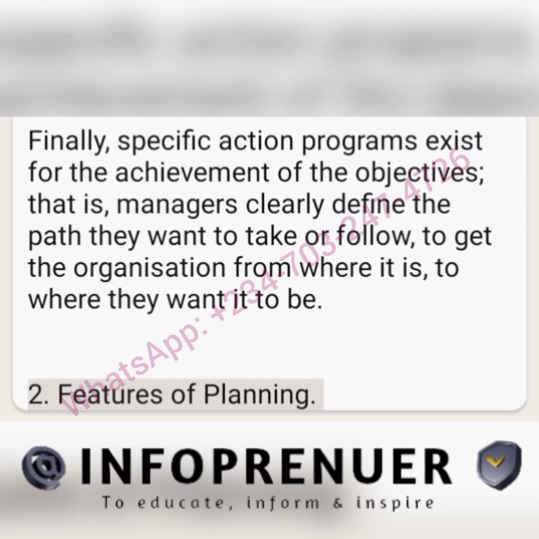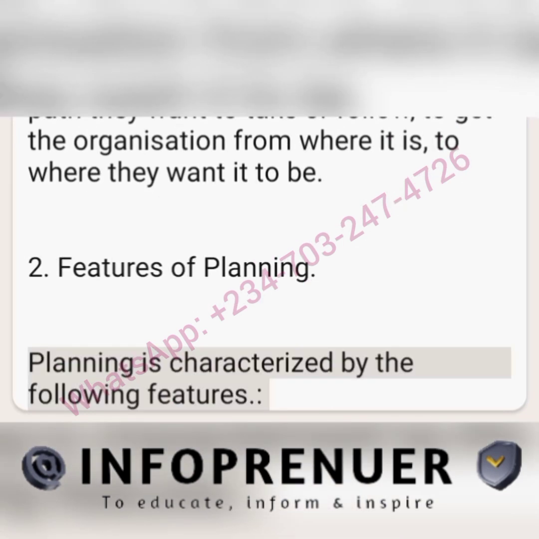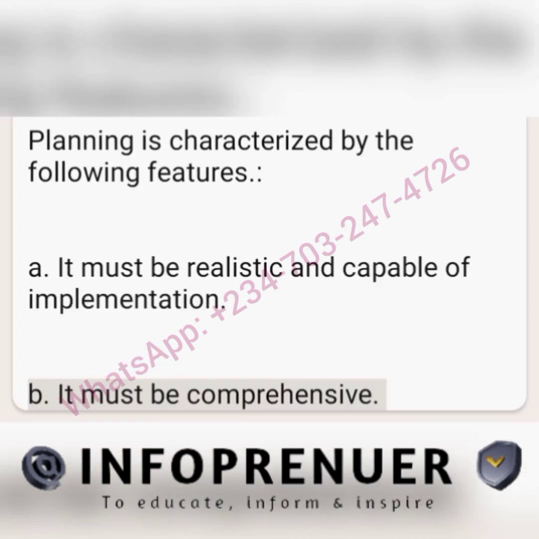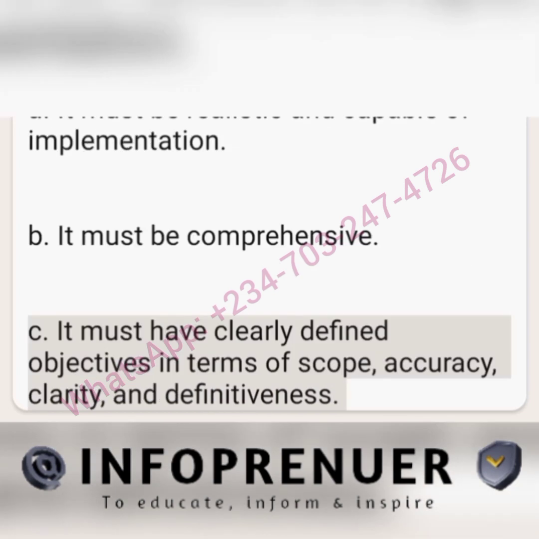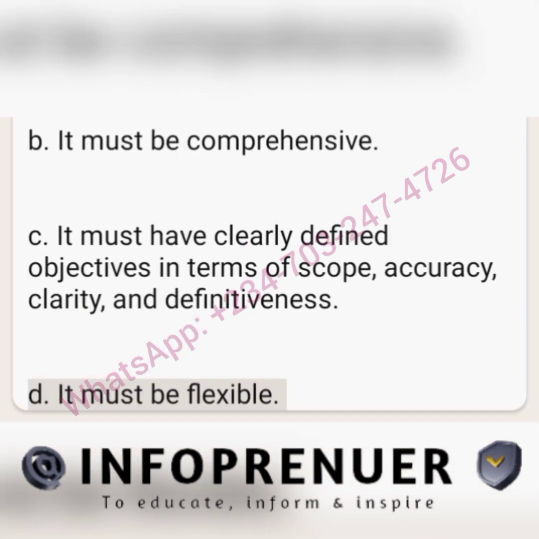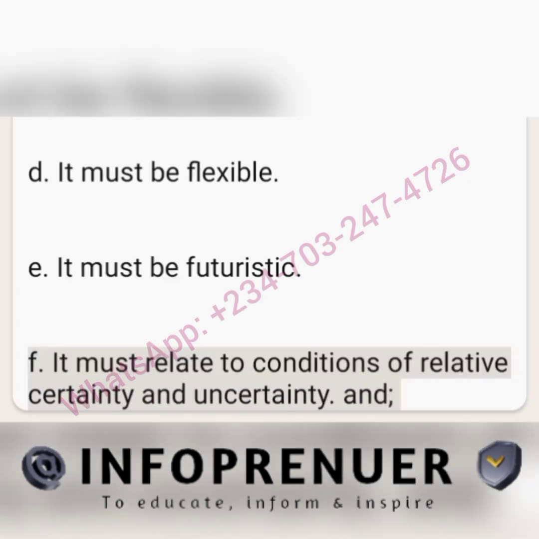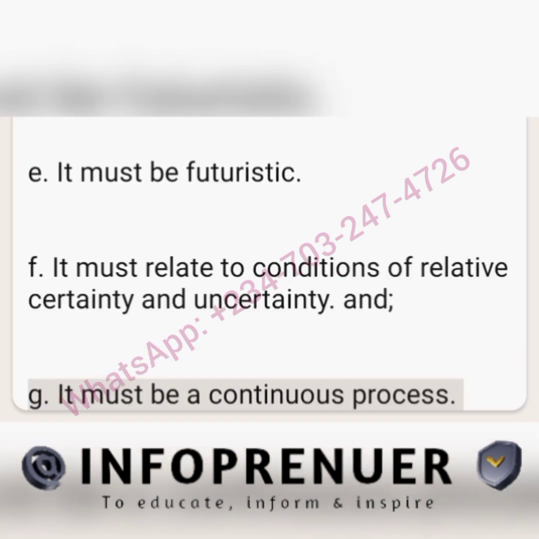2. Features of planning. Planning is characterized by the following features. A. It must be realistic and capable of implementation. B. It must be comprehensive. C. It must have clearly defined objectives in terms of scope, accuracy, clarity, and definitiveness. D. It must be flexible. E. It must be futuristic. F. It must relate to conditions of relative certainty and uncertainty. And G. It must be a continuous process.